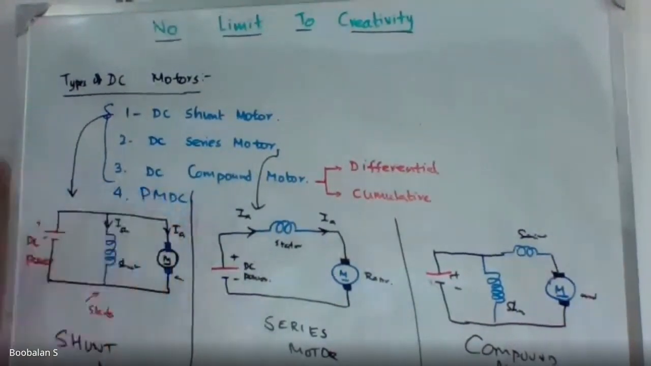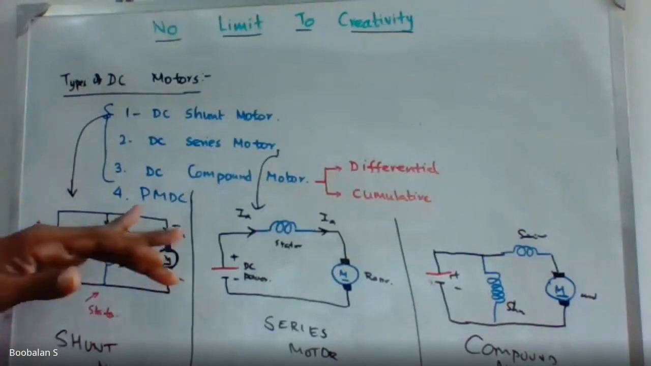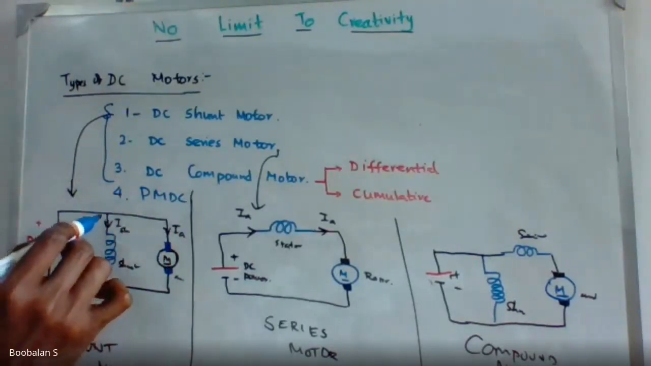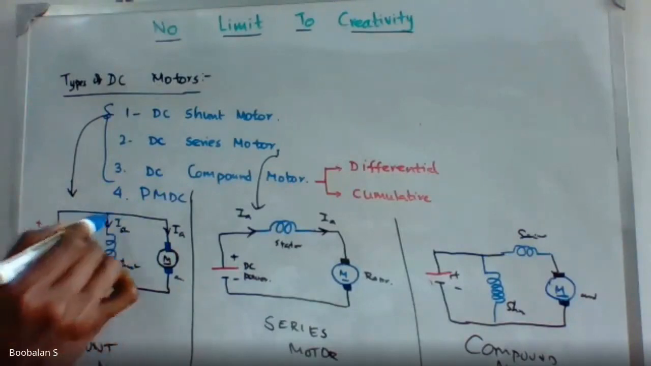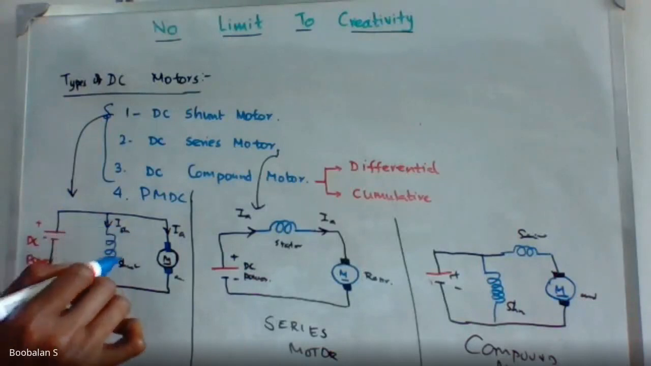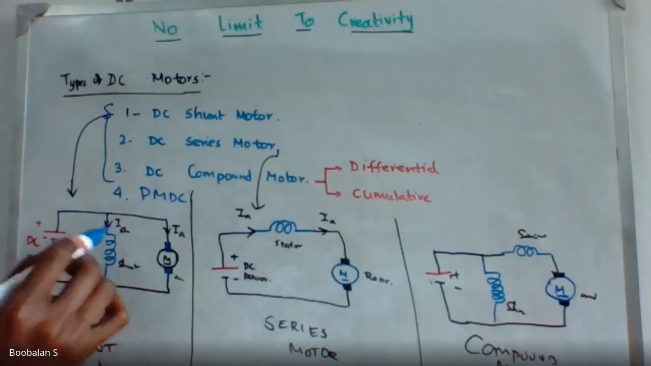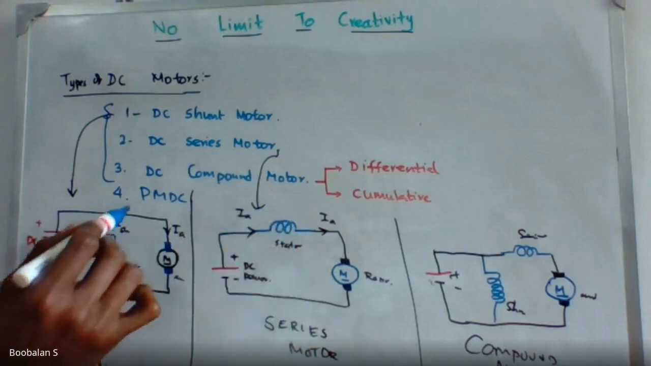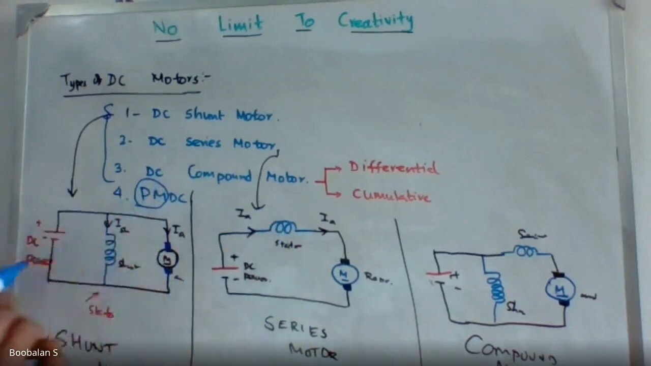PMDC. When you do small projects, you see those tiny wheel motors, right? That's called a permanent magnet DC motor. Instead of using an electromagnet as a stator, where we give a power supply to the stator part so it acts as an electromagnet, here they introduce a permanent magnet. That's called PM. PM is nothing but permanent magnet.